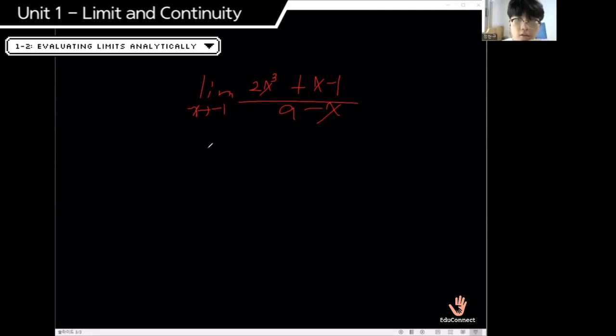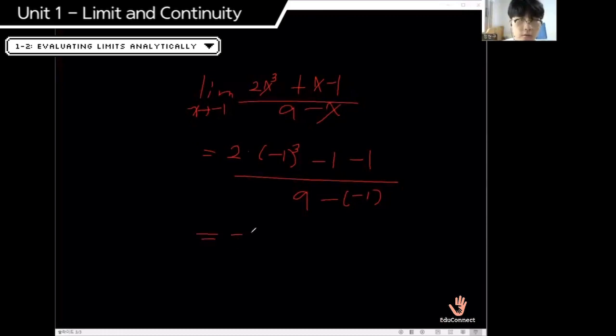So we get 2 times minus 1 to the third power, plus minus 1, minus 1, all over 9 minus minus 1. So let's simplify the numerator. We get minus 1 to the third power, which is minus 1, times 2, we get minus 2. Minus 2 plus minus 1 is minus 3, and subtract 1, we get minus 4.